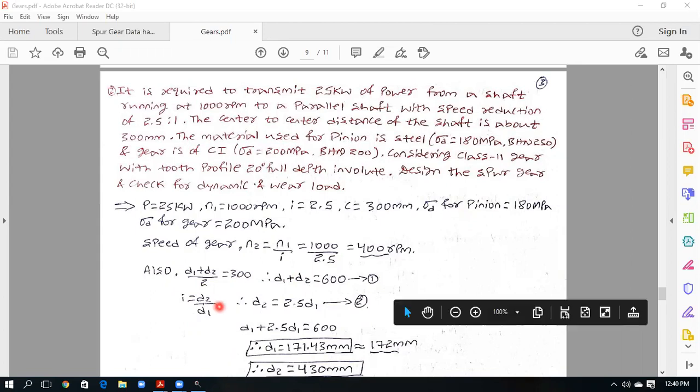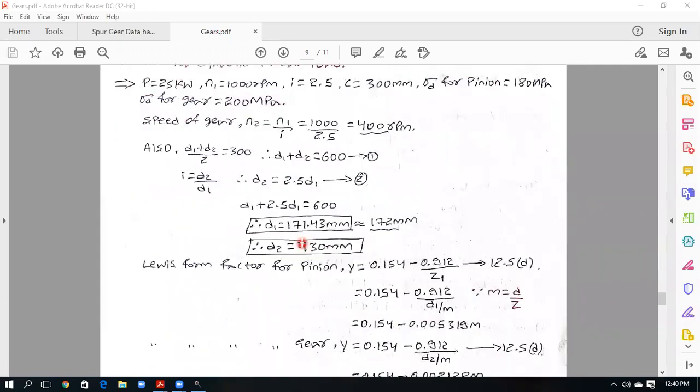In this case, you will get d2 is equal to I, which is given as 2.5, so d2 is 2.5 d1. Substitute the value of d2 in equation 1. Therefore, you will get d1 is equal to 171.43. Round it off to 172 mm. Once you get d1, the diameter of the pinion, you substitute that in equation 2, and you will get the diameter of the gear. It is 430 mm.